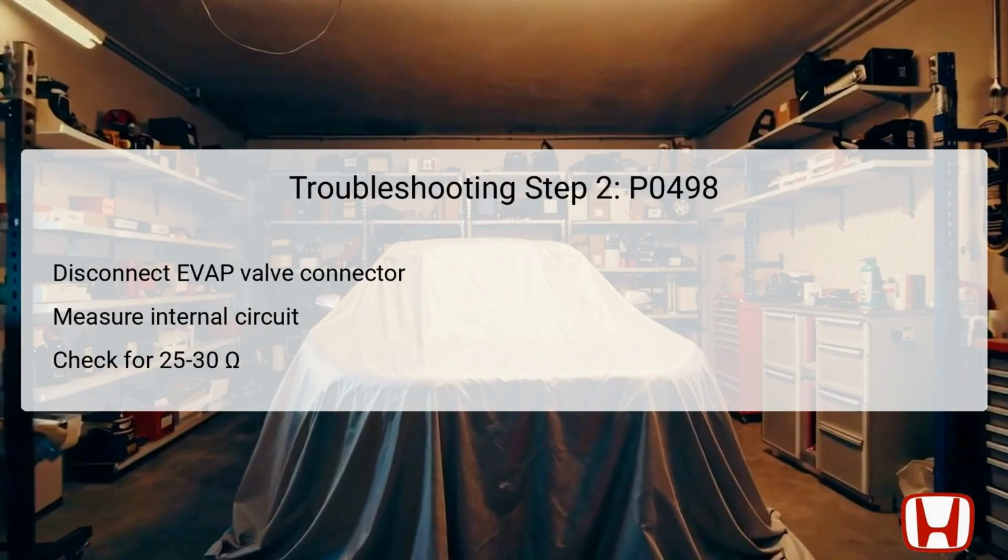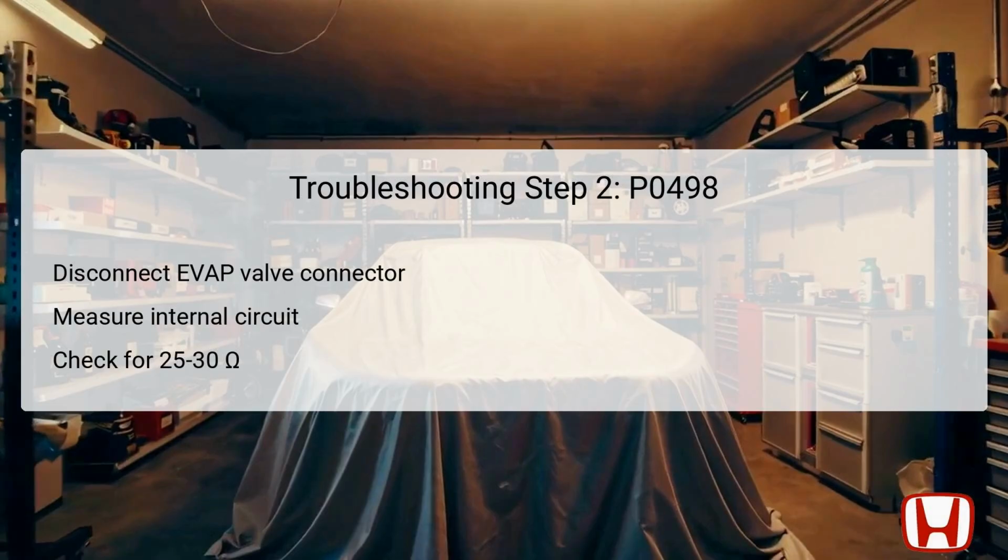The second step involves inspecting the EVAP Canister Vent Shut Valve directly. Start by disconnecting the 2P connector from the valve, ensuring that you handle the connector with care to prevent damage. With the connector disconnected, you will then perform an internal circuit inspection of the valve. Using a multimeter, check for resistance values within the valve. Under normal conditions, the expected reading should range from 25 to 30 ohms at room temperature.